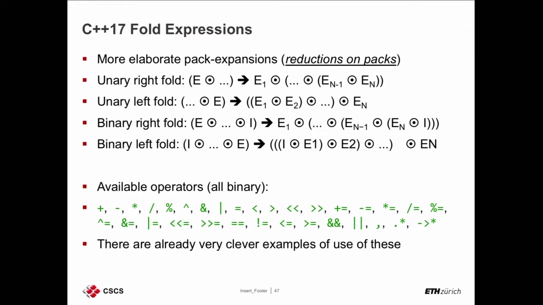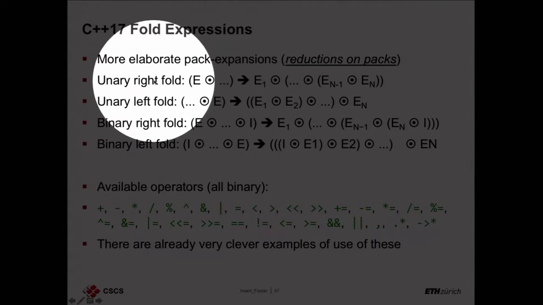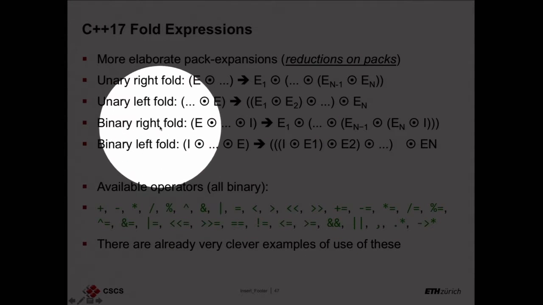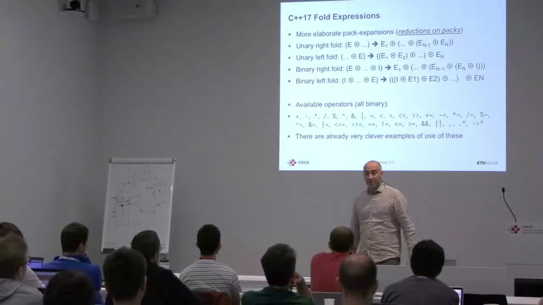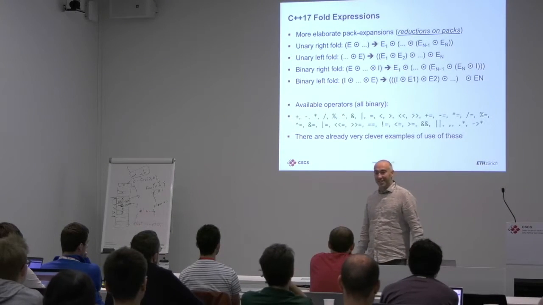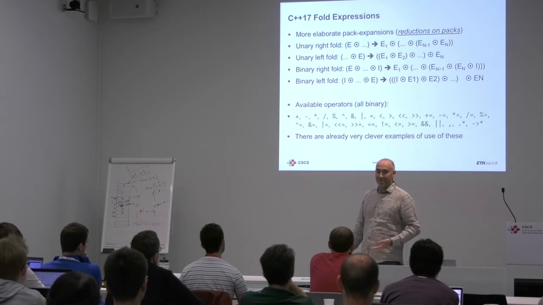So what C++17 allows you is to specify reduction on the packs, and then you have a unary, it's called unary right fold, unary left fold, binary right fold, and binary left fold. And you can do it with all these operators here, and there's plenty. You can find very clever use of this thing, and by very clever, I mean, wow, who thought this thing did really had a good idea. I will never use this thing because I don't understand it.